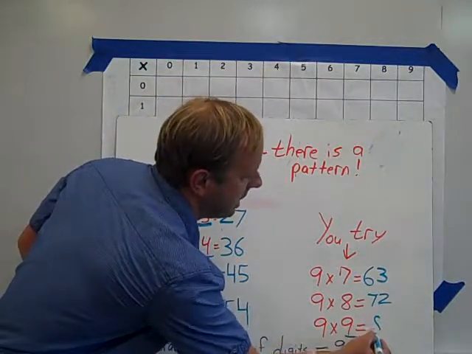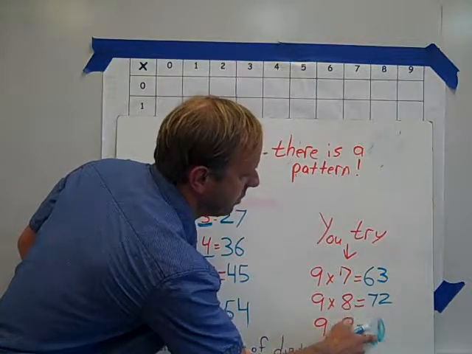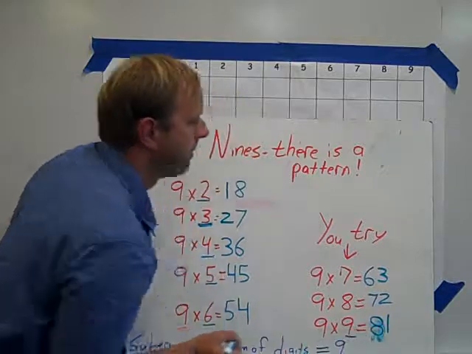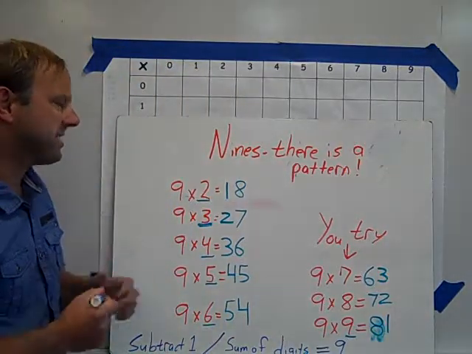1 less than 9 is 8. That's a very poor looking 8. Let's try to make that a little nicer. 8 plus 1 is 9. This takes a little practice.